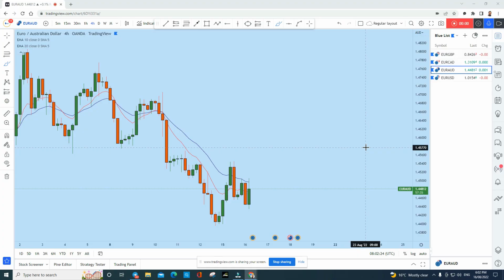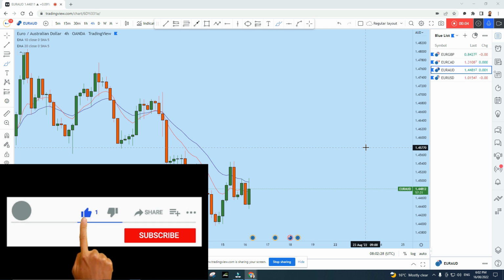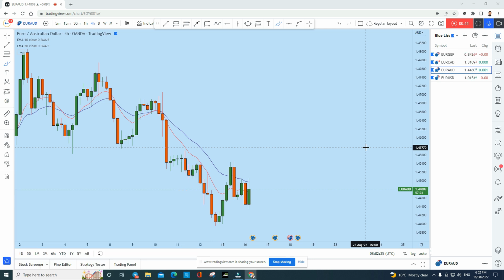What's up, traders? Let's do a complete multi-time frame analysis of some of the Euro pairs that are giving us a trading opportunity at this point, including Euro GBP, Euro CAD, Euro AUD, and Euro dollar. Let's see what kind of trading opportunity we have in these instruments.